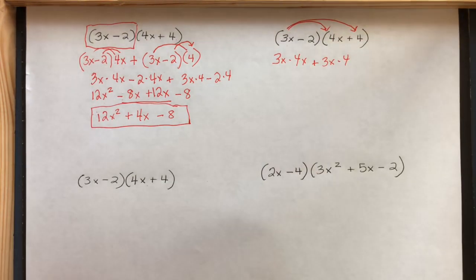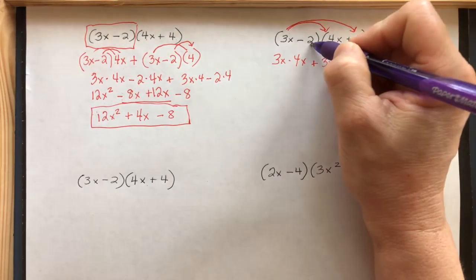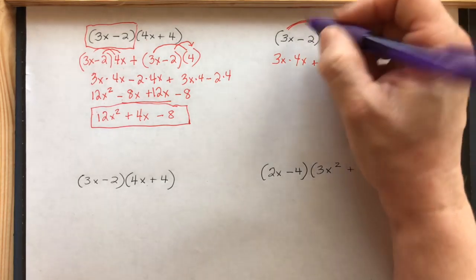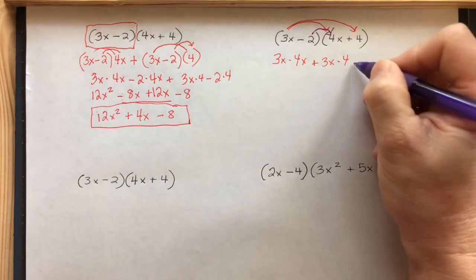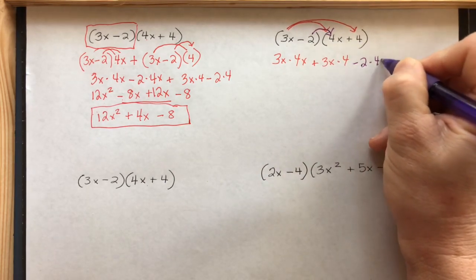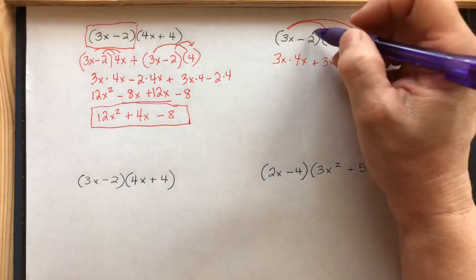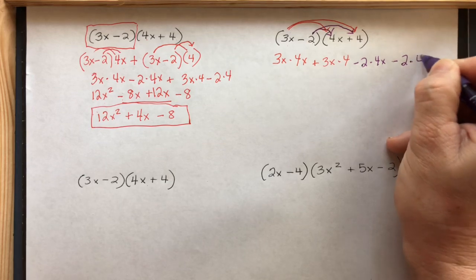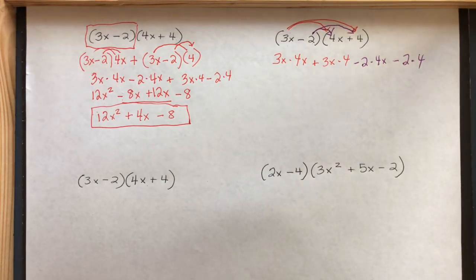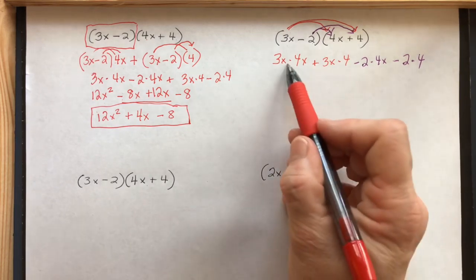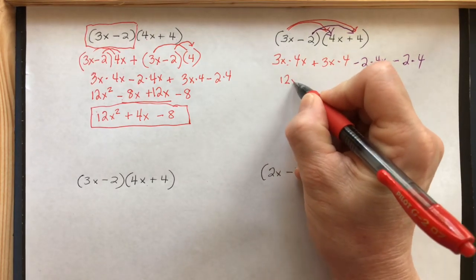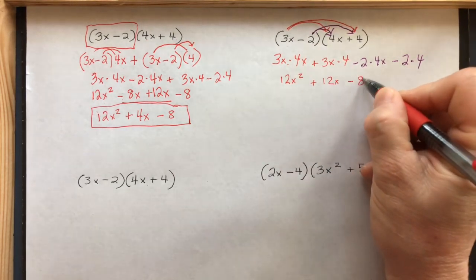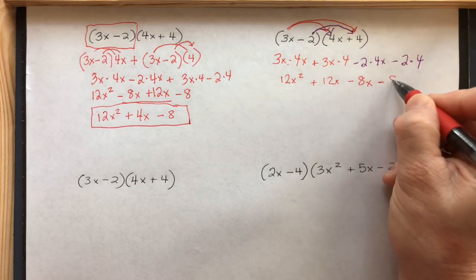Then I'm going to multiply, let me use another color, this negative 2 by everything. So I can either say minus 2 or plus negative 2. So minus 2 times 4x. You could have said plus a negative 2 times 4x. Minus 2 times 4. Now, I'll do one more step to combine all of the things within each term. So I get 12x squared plus 12x minus 8x minus 8.